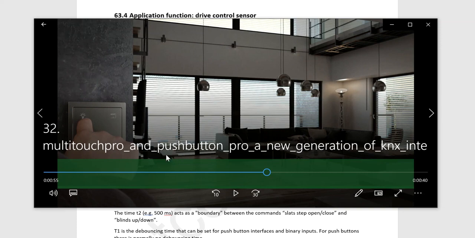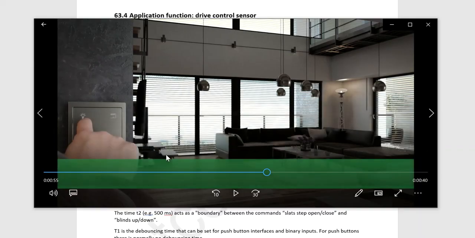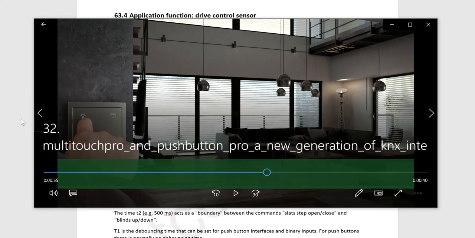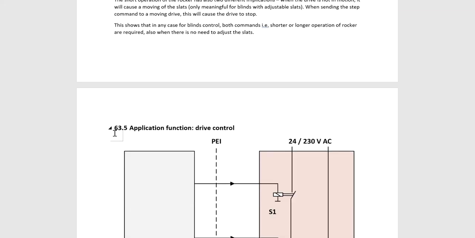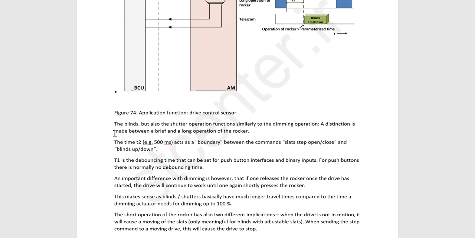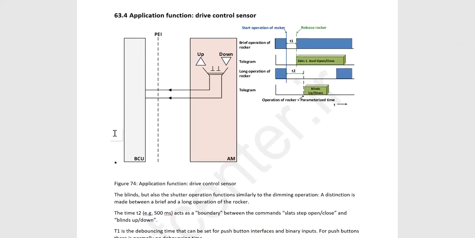We have another type that moves the shutter from left to right. The control is almost the same. So how can we understand it? Let's see. First of all, in a shutter we also have the short operation and long operation.